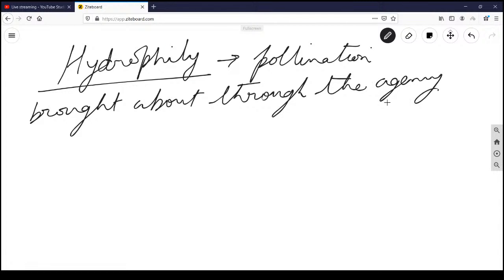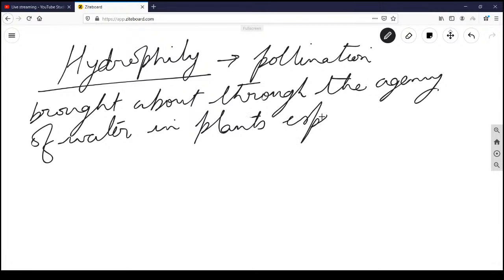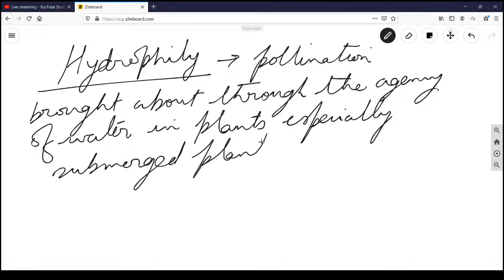Agency of water. Okay, many people will write this definition only, but it is not a complete definition. You have to include water in plants. Okay, this especially will get you half mark more. Till this part, if you write, you will get 2.5. But especially if you write, you will get 3. Or if the question is of 2 marks, you will get complete 2 marks. So till this part, you may get 1.5 only. Right? Especially submerged plants. That is termed as, or known as, hydrophily.